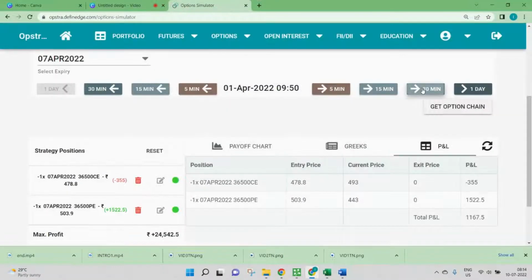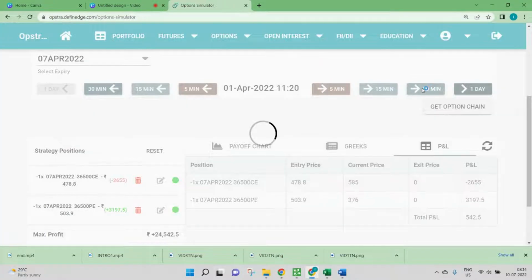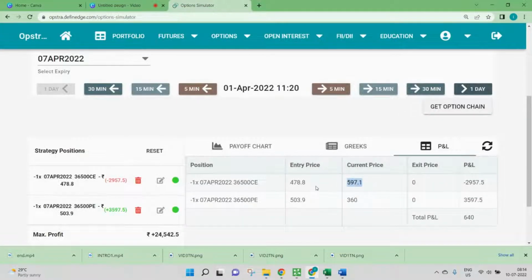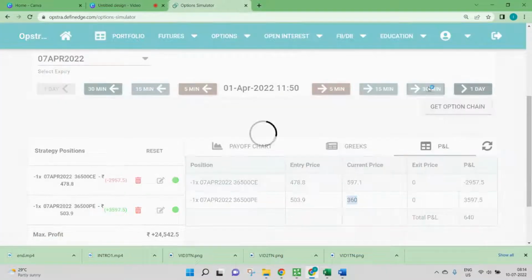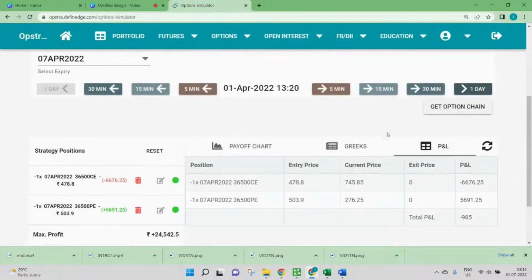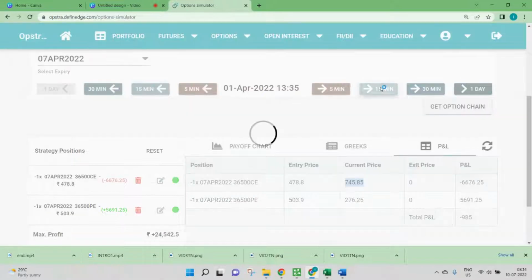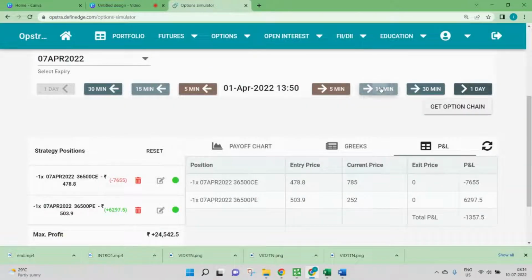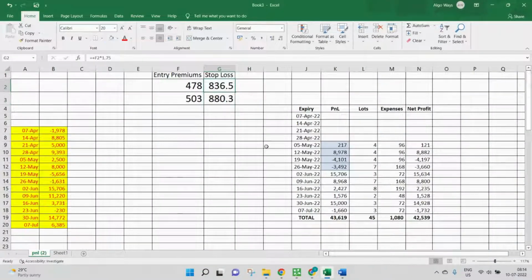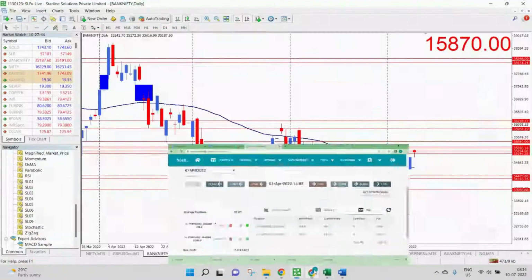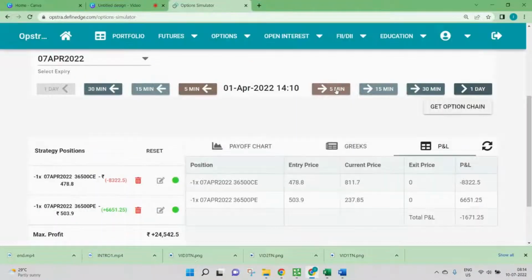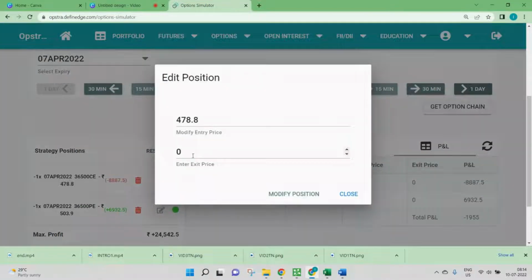So I'll go fast. We have to see around 800. Okay, so the CE is approaching 800, so I will go a little bit slow here. 774, 785, 801. Our stop loss for the CE leg is 836. So let us see. 811, 834. So we exit the CE here at 834.